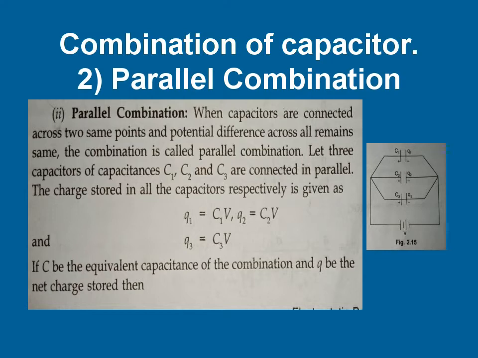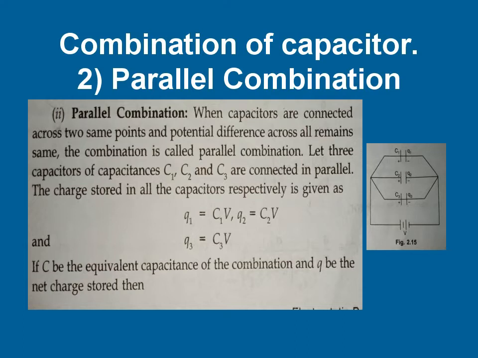Now what do you mean by parallel combination? Observe figure 2.15. Here we consider three capacitors C1, C2 and C3. When the positive plate of all capacitors is connected to the positive terminal of the battery, and at the same time the negative plate of all capacitors is connected to the negative terminal of the battery, this type of combination is said to be parallel combination.